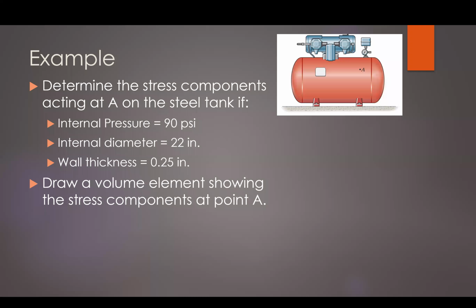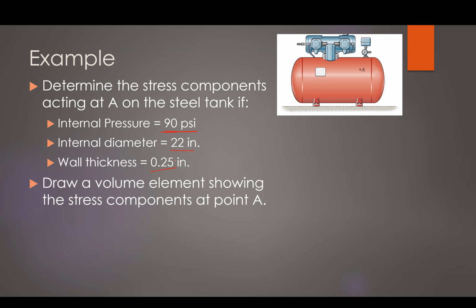We're going to do a brief example involving a pressure vessel just to illustrate how the equations work. What we have here is an air compressor that is acting as a pressure vessel. The air inside is pressurized to 90 psi, and there is an internal diameter of 22 inches with a wall thickness of 0.25. So that means the outside diameter would be 22.5 inches.